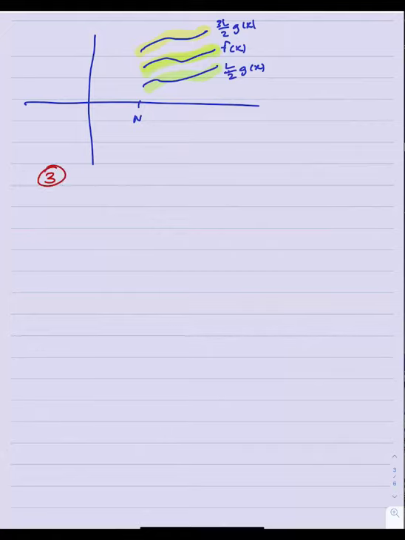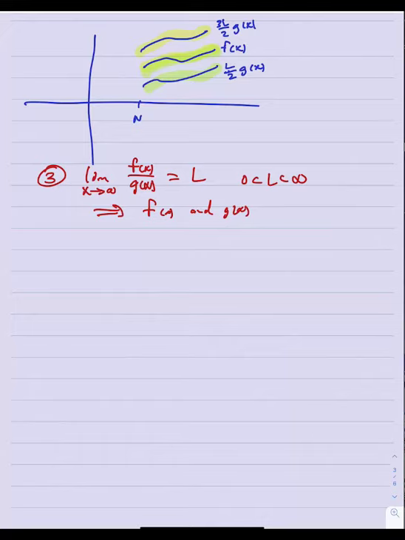So case three added to our list is if the limit as x approaches infinity of the ratio of two functions is a finite positive limit, our conclusion is f of x and g of x have the same rate of growth. Okay, so three simple rules, and now you can see where these ideas are coming from. So let's look at a couple of quick examples.